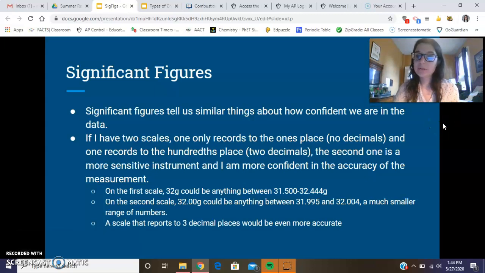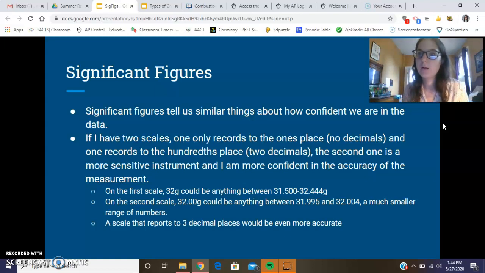So for example, if we have two scales and one records the ones place, so it gives you no decimals, and one records the hundredth place, which is 2 decimals, the second one is a more sensitive instrument and gives you a more accurate answer, so you can be more confident in that measurement.